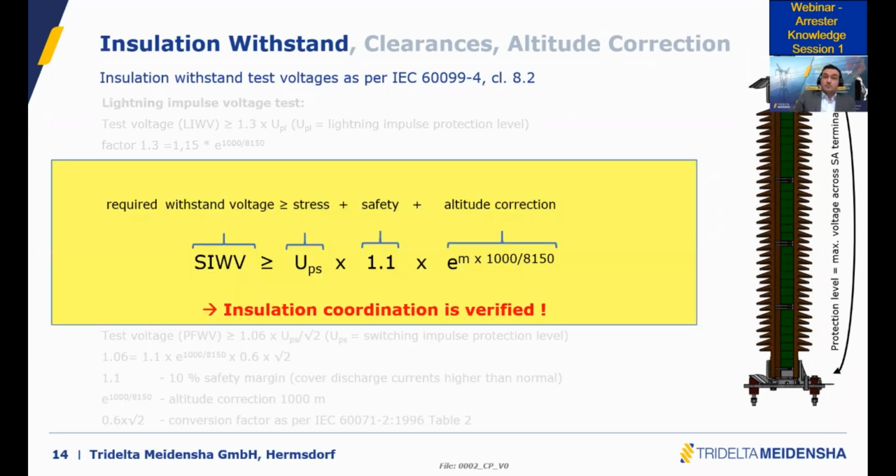So to summarize, the formula or the calculation is quite simple. The required voltage should be equal or higher than the stress. In that case, the stress is the protection level of the metal oxide varistors, plus a safety margin, plus the altitude correction. And that's how you verify this.